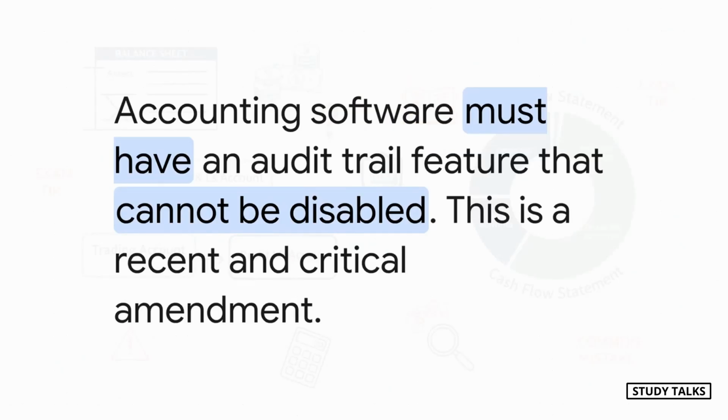Okay, huge exam alert on this one. This is a recent amendment, and you know how much ICAI loves to test those. If a company maintains its books electronically, the software it uses must have an audit trail feature. This basically creates a log of every single change made to the entries. And here's the real kicker they'll ask you about. That audit trail feature cannot be disabled. This is a massive deal for transparency and makes it way harder to manipulate the books.